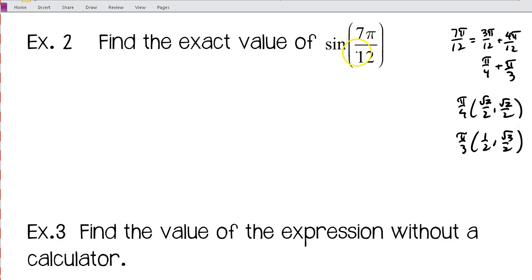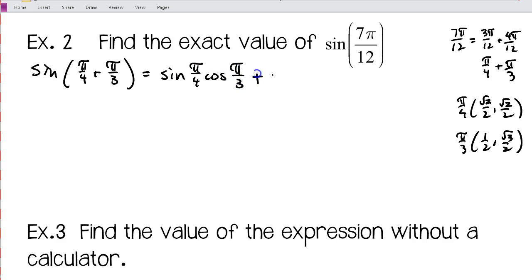So now I can rewrite sine of 7 pi over 12 as the sine of pi over 4 plus pi over 3. And then if I use my sum formula to expand this, it would be the sine of pi over 4 times the cosine of pi over 3 plus the cosine of pi over 4 times the sine of pi over 3. Right? So when you're working out these problems, keep your formulas handy so you can refer to them, so you don't make silly mistakes using a formula incorrectly. So let's go ahead and find out what all of these are.